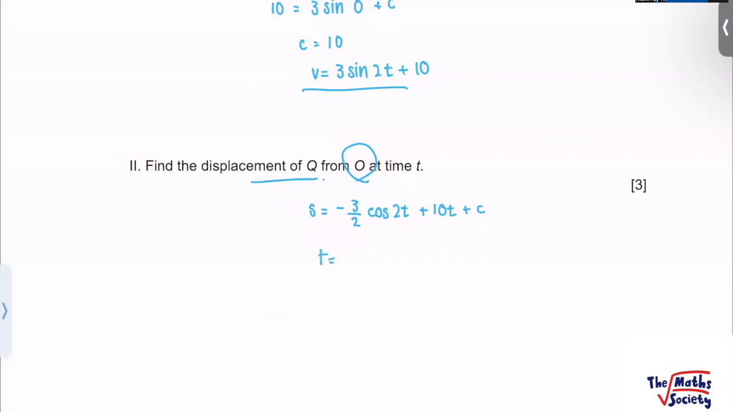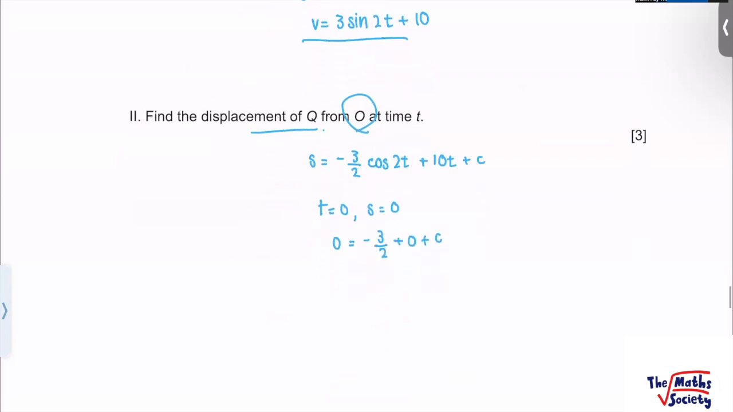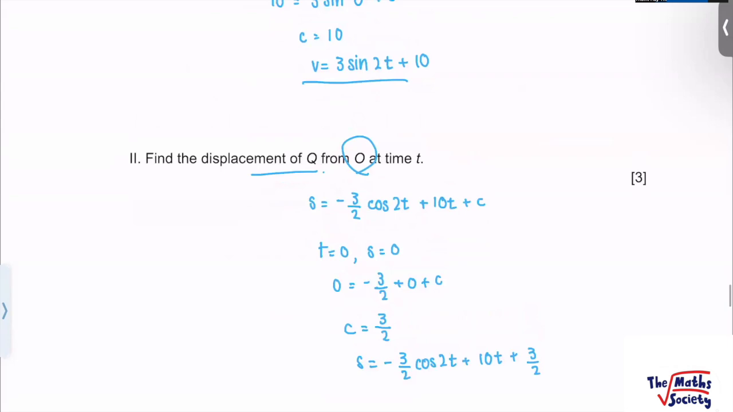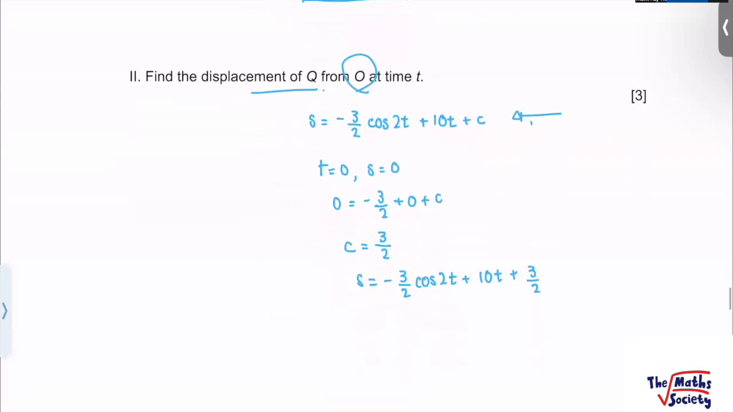At t equals 0, s equals 0, so 0 equals minus 3 by 2, right? So that's just 0 plus c. c equals, oh sorry, 3 by 2. That's how you have 3 by 2. s is equal to minus 3 by 2 cos 2t plus 10t plus 3 by 2. Not differentiating, I mean integration, yeah?